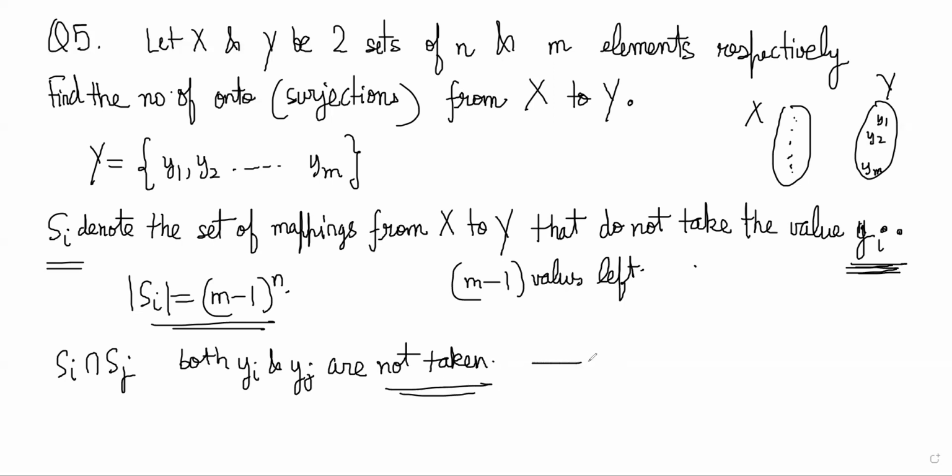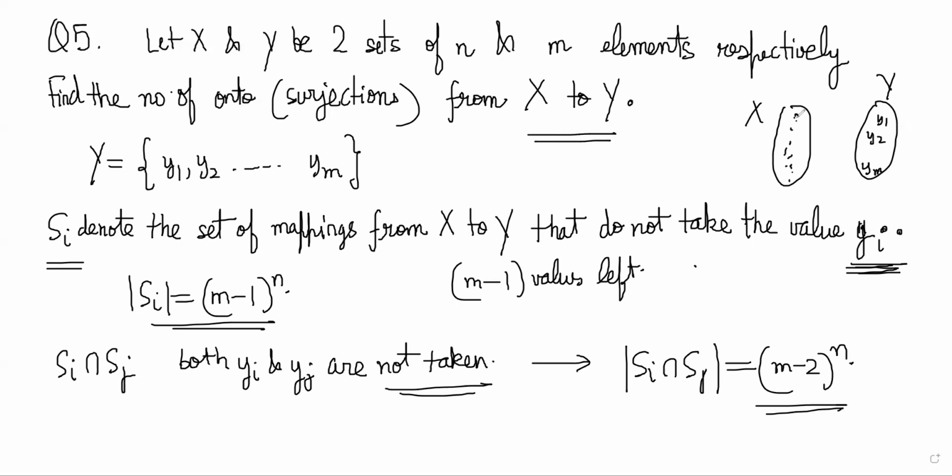Similarly, if you have Si intersection Sj, that means both yi and yj are not taken, right? So the number of functions that are available in this case, Si intersection Sj, would be: there are m minus 2 remaining output values and n input values. So each input can go to m minus 2 places. So you have m minus 2 power n here, right? And now what is the total number of mappings from X to Y? For each input, there are m choices, right? So the total number of mappings is basically m into m into m, n times. So it is m power n, right? This is the total number of mappings.